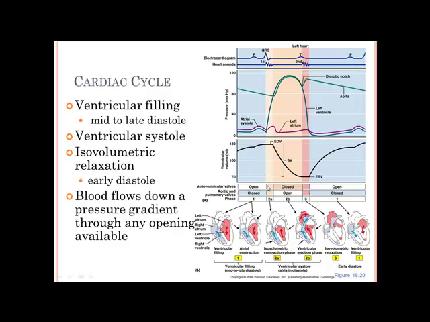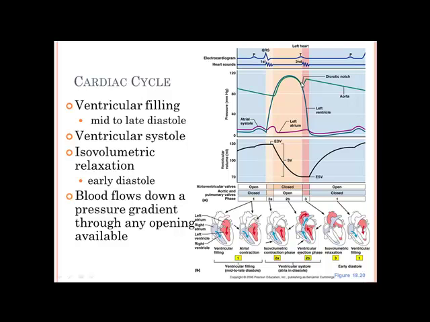If you notice here, my AV valves are closed and my semilunar valves are closed. So we call this isovolumetric contraction. Iso is the amount of fluid is the same, volumetric is volume of fluid, and contraction. So my ventricle is contracting and the pressure in it is building until it reaches that of the aorta. Once the pressure of the ventricle surpasses the pressure of the aorta, what happens is ventricular ejection. Blood leaves the ventricle into the aorta and pulmonary trunk.